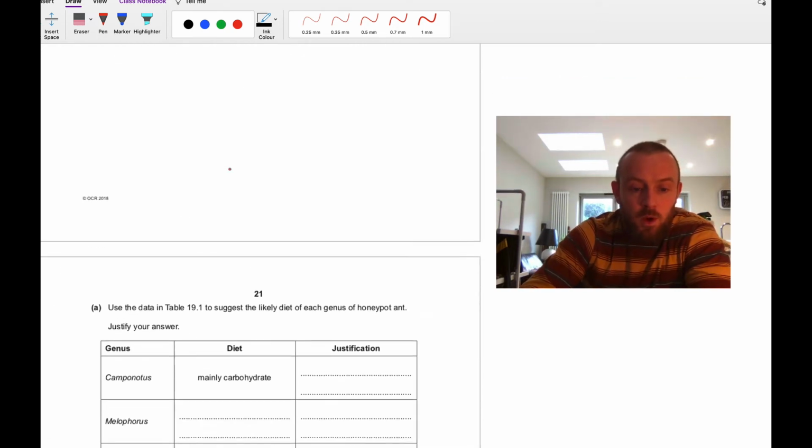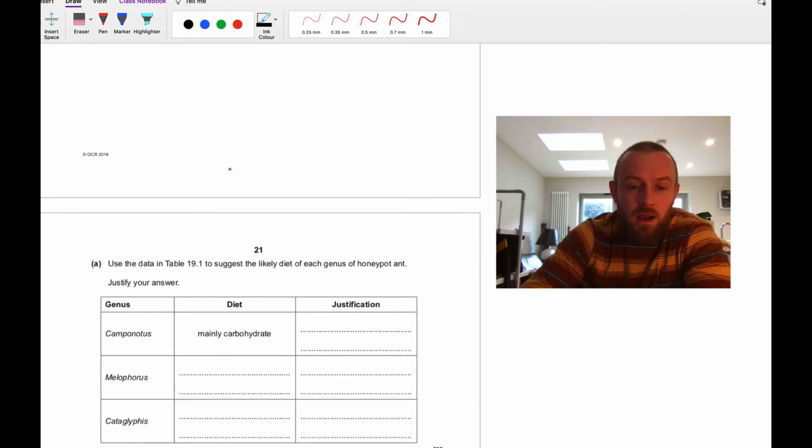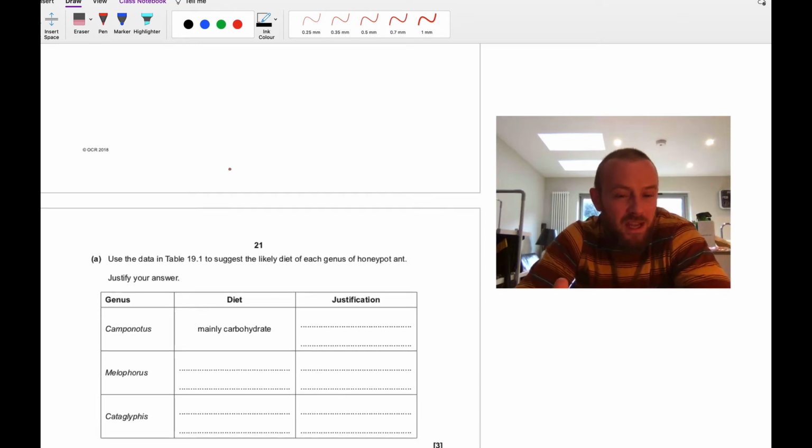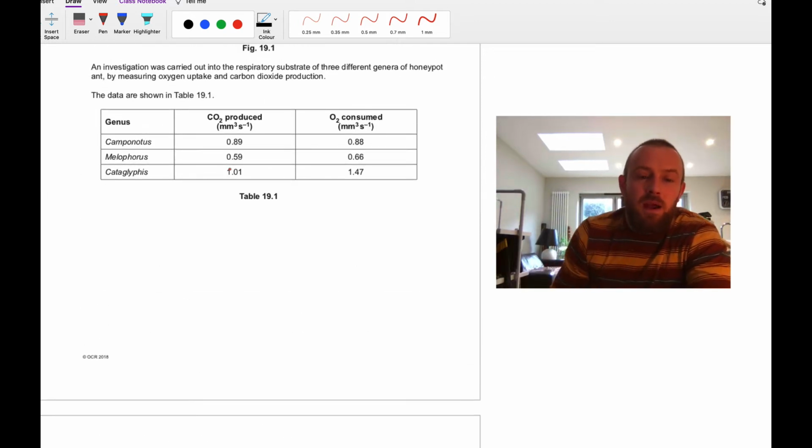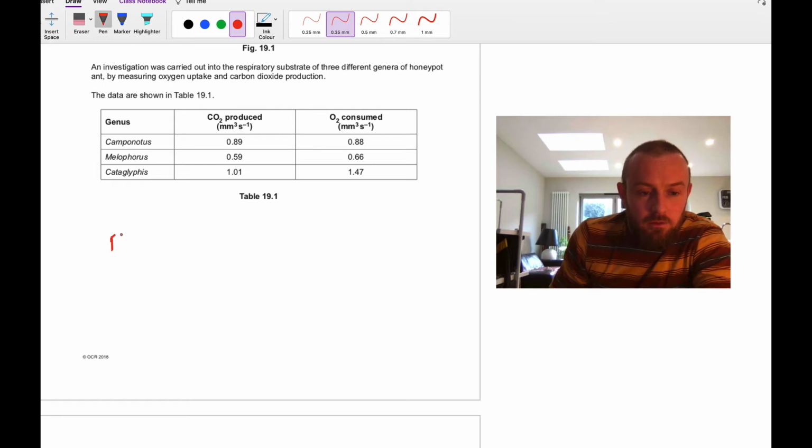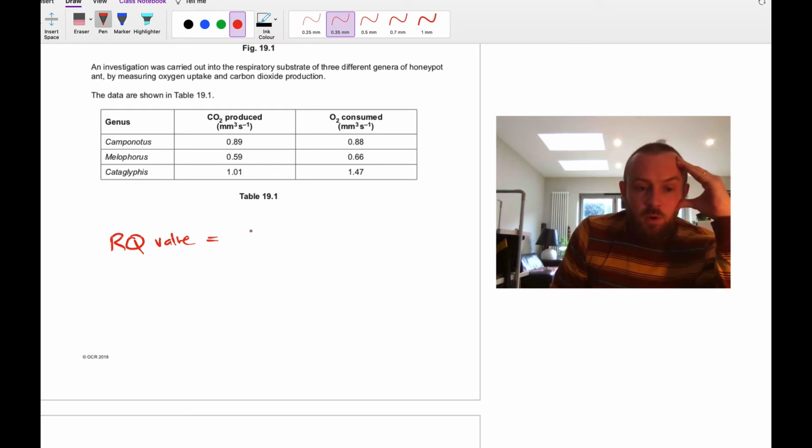So the question asks us to figure out what each ant's diet is. We can do this by calculating the RQ value, the respiratory quotient value. And the RQ value is equal to the CO2 produced divided by the oxygen consumed.